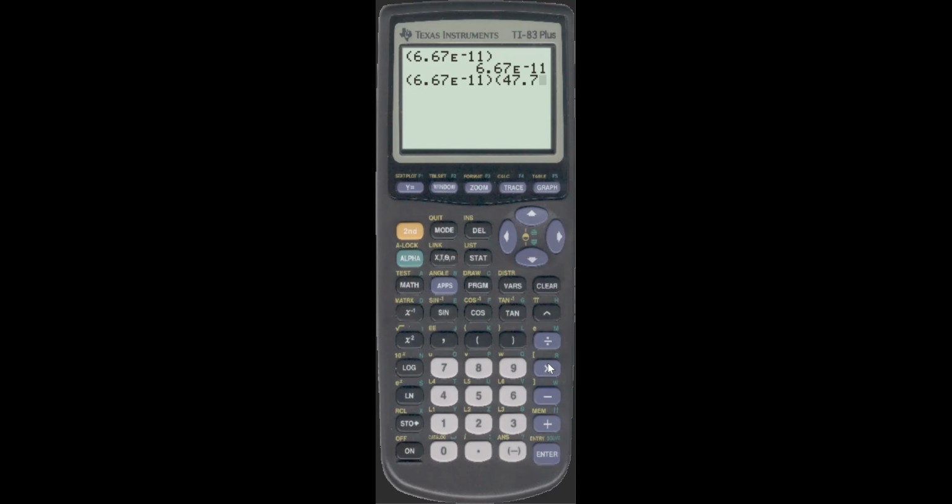47.7 times 5.972 E24, close parentheses. So I'm closing the parentheses of the second term, divided by parentheses 6.3781 E to the sixth, and then all of that squared. Enter, and you get 467.